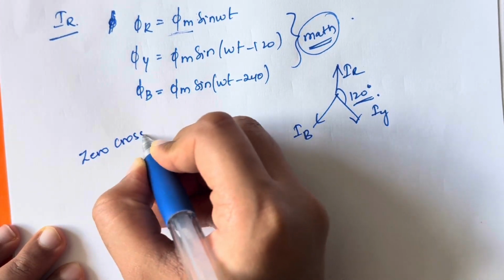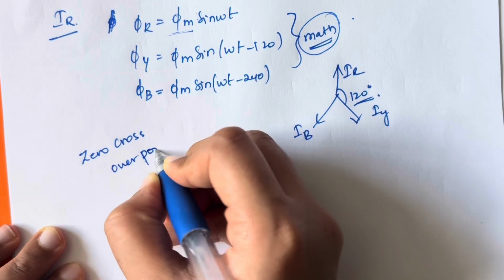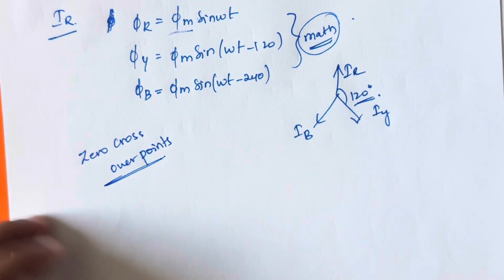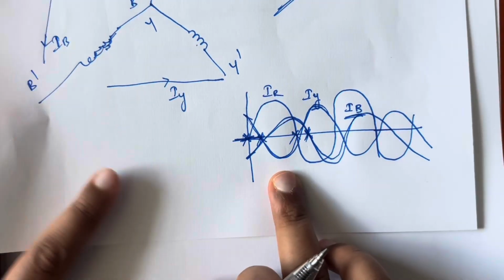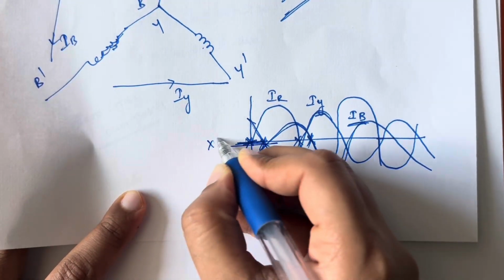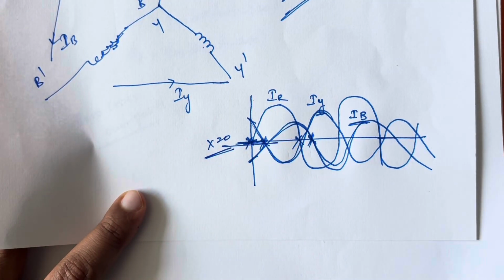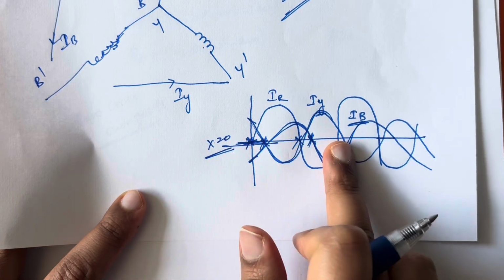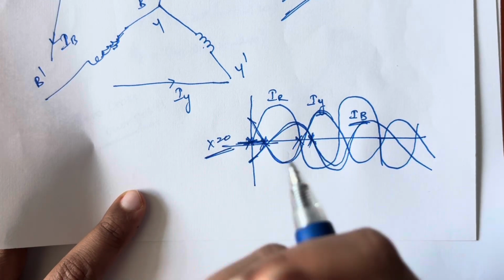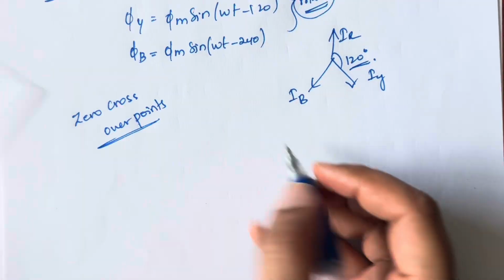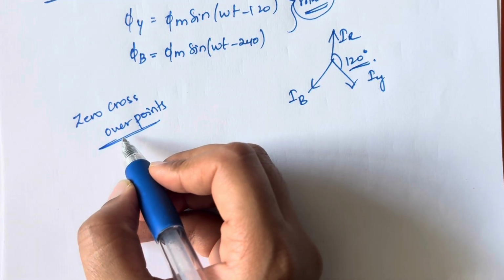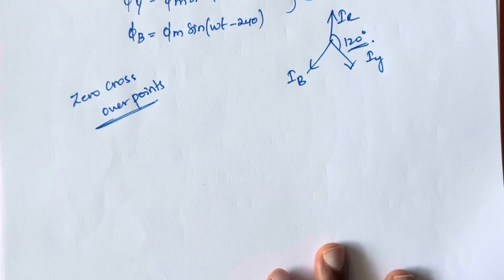Let us calculate the resultant at the 0 crossover points. What do you mean by 0 crossover points? We just had a waveform, right? Yeah, we have this waveform. This is x equal to 0, right? In this waveform, at whatever points we are touching the x-axis, all those are called the 0 crossover points. And let us see the resultant at the 0 crossover points.